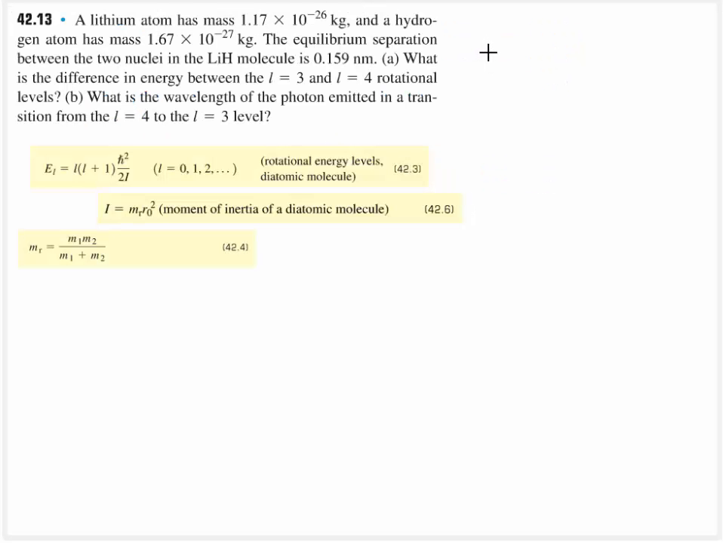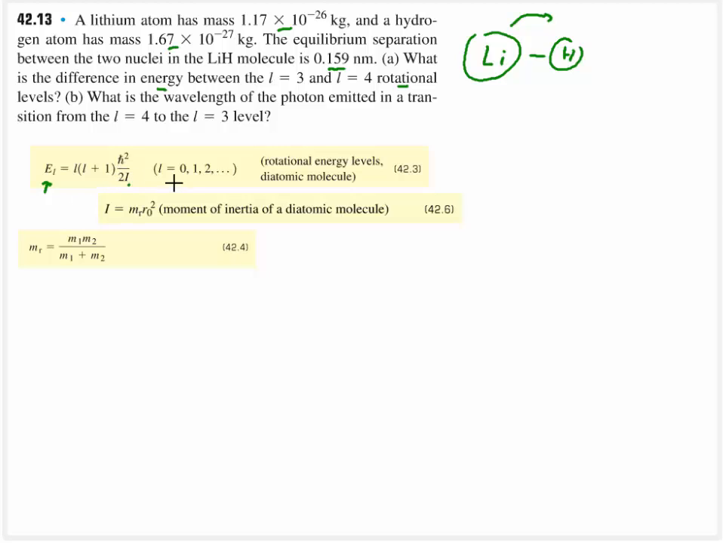Okay, now let's get some practice using rotating molecules. So we're going to have a lithium bonded to some hydrogen, and we're going to set this thing rotating. We know the mass of the lithium, the mass of hydrogen, and we also know the separation distance. We're looking for the energy difference between the L equals 3 and L equals 4 rotational levels. So this is what we're looking at.